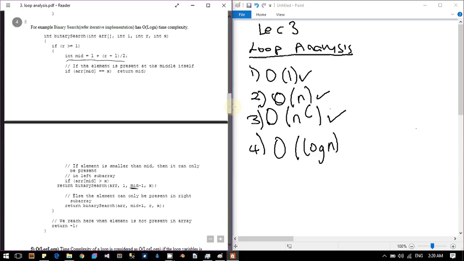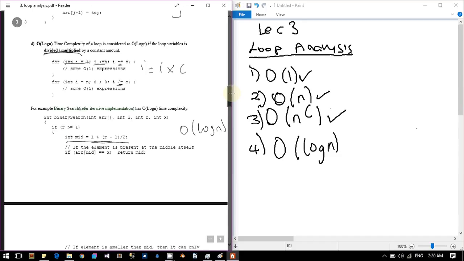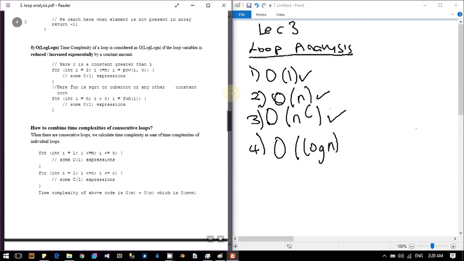So in our function call here, what is it actually calling? It's calling mid minus 1. What is our mid? R over 2. So it's dividing it, and we said here that when it's divided or multiplied, that's why it's going to be of order log n. So it's not just applicable to loops, recursions are also included.